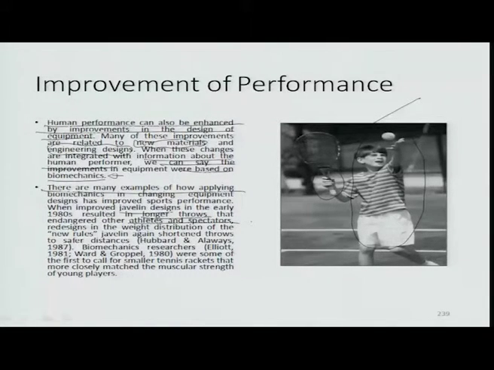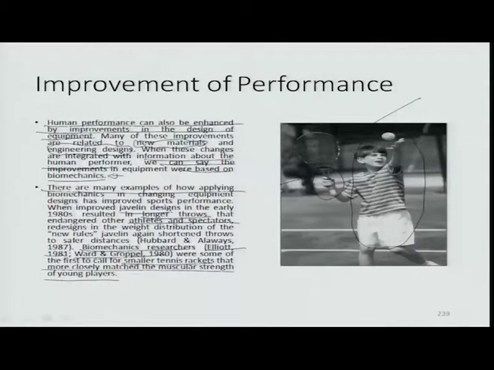So biomechanics researchers, particularly Elliott in 1981 or Ward and Ruppel in 1980, were some of the first to call for smaller tennis rackets that more closely match the muscular strength of young players, based on which this tennis design came up. So you can see how improvement in performance in activities could take place through biomechanics.